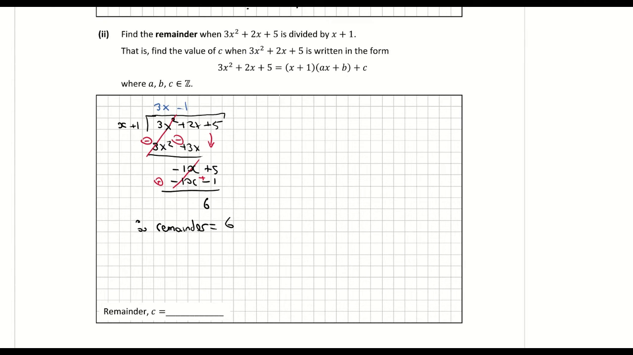And if we go back up to the question here, it says, find the value of c when the following is written in this form. Now, I just want to check if that's true. So my answer here, we can move on if you wish. Remainder is 6, but I kind of just want to check this part here.